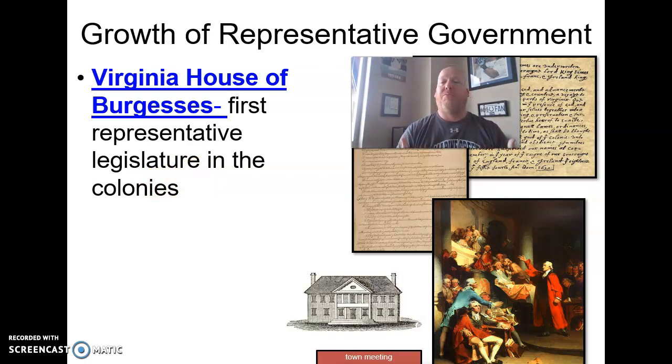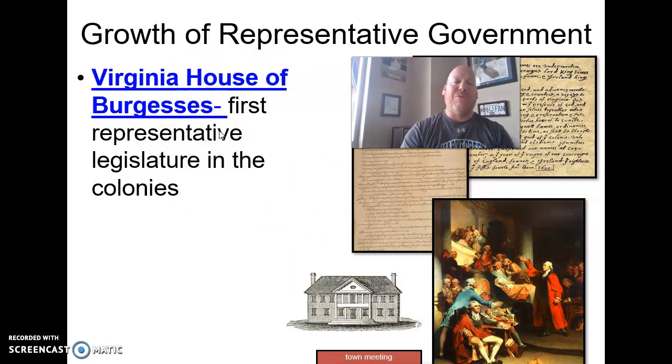And they are responsible for creating laws in our country. So here in Virginia, they were the first colony in America to do this, to elect a group of representatives that would represent the entire colony and create laws that would have to be followed by the people living in this community. George Washington at one time was a part of the Virginia House of Burgesses.